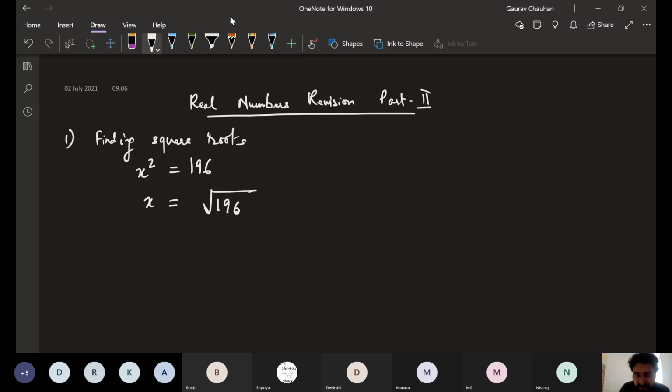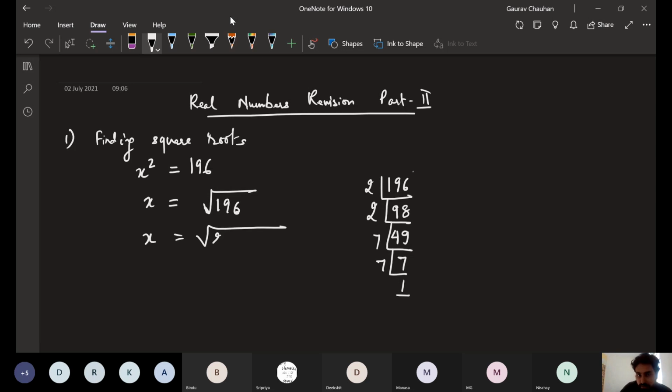All right. Now to do this, I have to first prime factorize 196. It goes with 2, what comes here is 98. 98 goes with 2 again, then it comes 49. 49 we already know is 7 square, 7 7s are 49, 7 7 is 1. So I reach this situation, and then x becomes equal to, under root, 2 into 2 into 7 into 7.